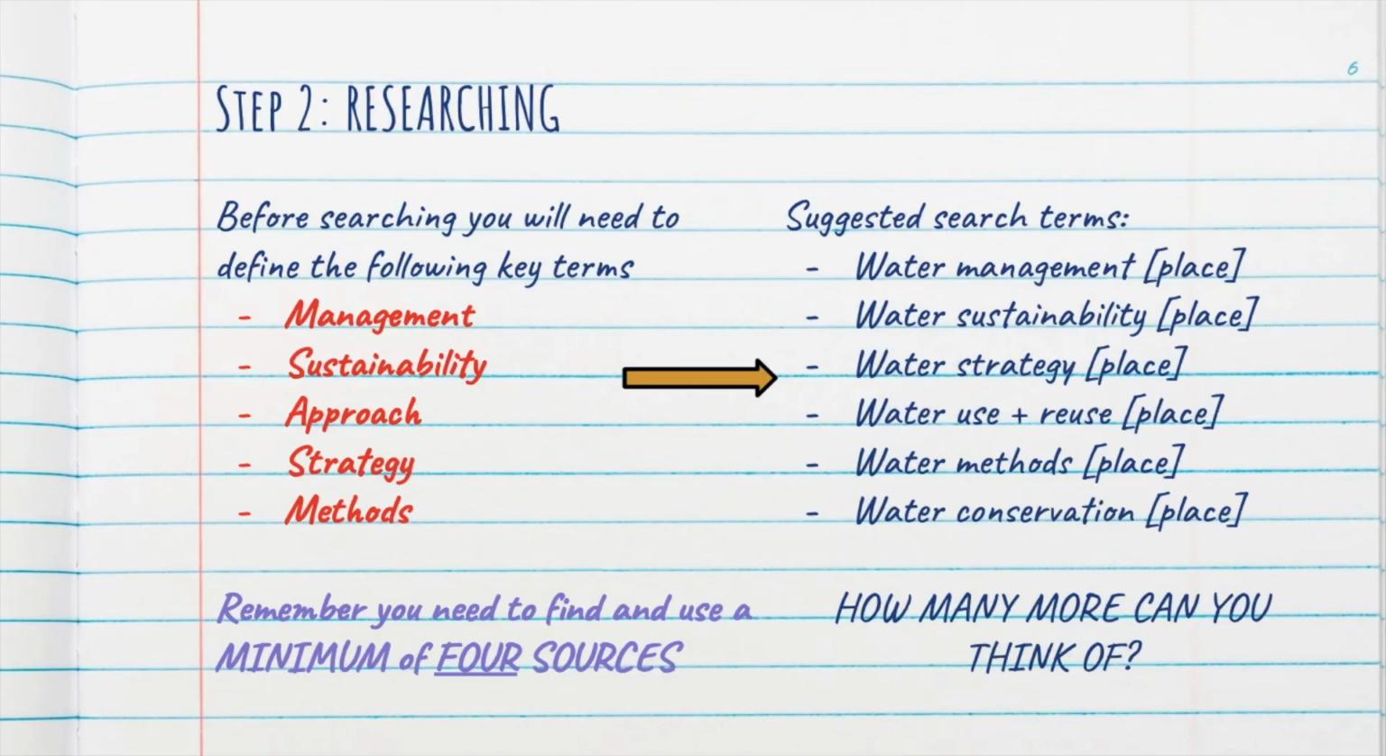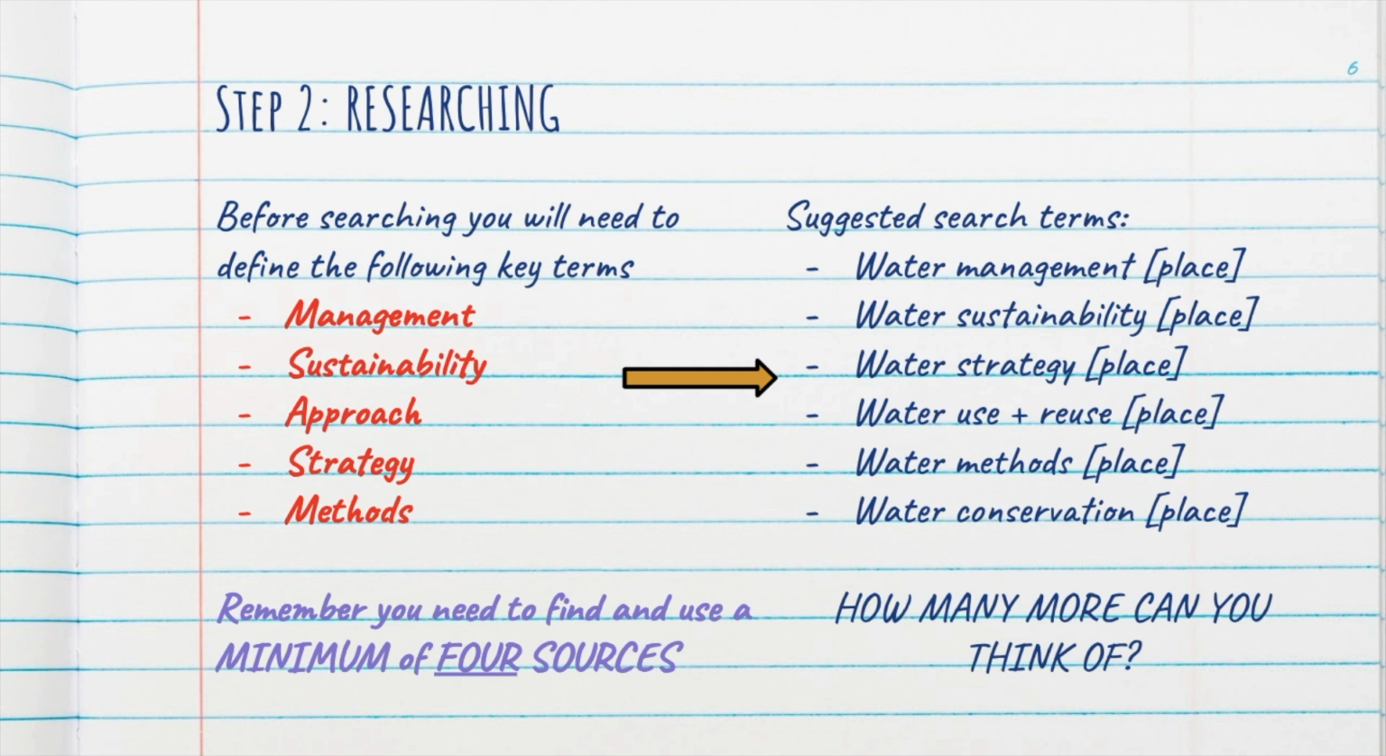So before searching and just going headlong into Google, what you should think about is defining these keywords first of all. They're management, sustainability, approach, strategy, and methods. These are some of the keywords that are in the questions that we looked at before. You can then, once you've gotten a bit of understanding of these terms, devise search terms in order to put into Google so that what you are searching for is related directly to your assessment.